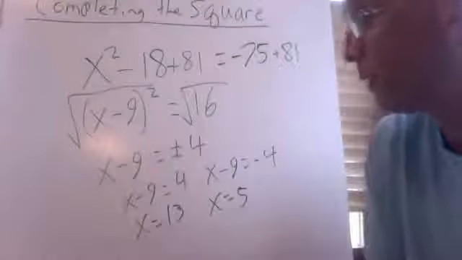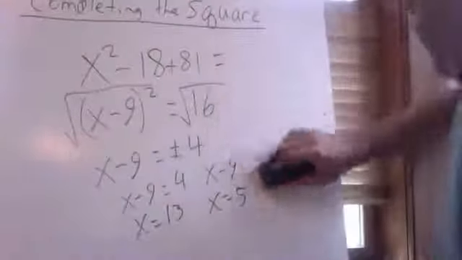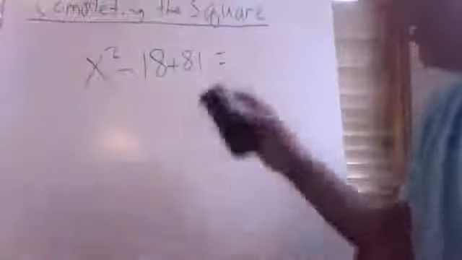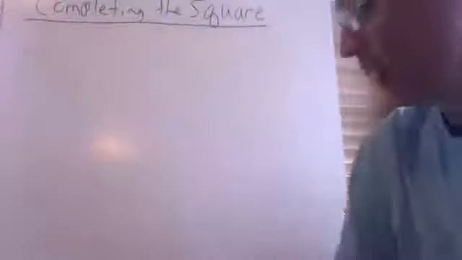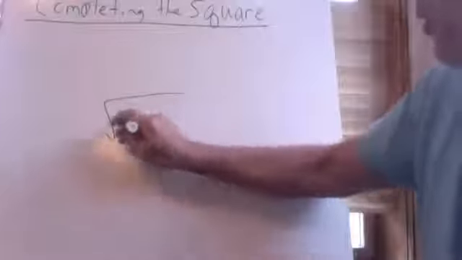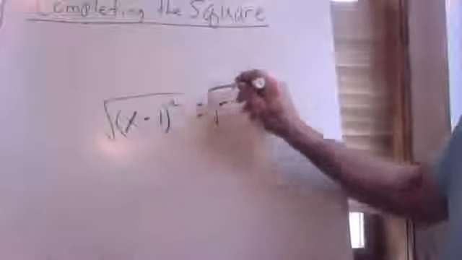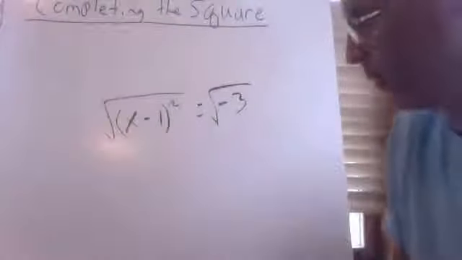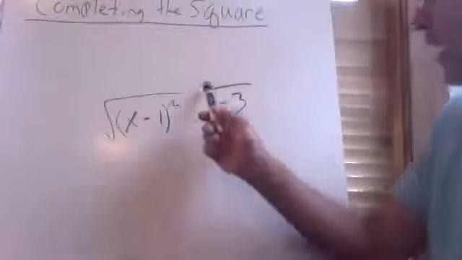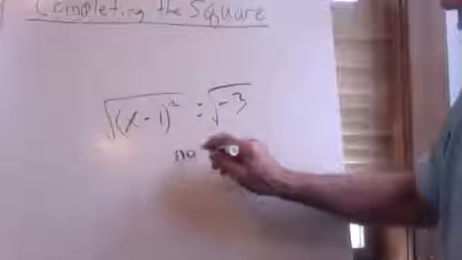One little thing to be aware of. Occasionally, you're going to get some weirdo problem, and maybe even more than occasionally. But after we do the whole thing, it's going to end up being something like, I don't know, x minus 1 squared equals negative 3. Do you see it? Okay, so do you see if I take the square root of this, that'll give me x minus 1. But the problem is you can't ever take the square root of a negative number. So at that point, you can just stop and simply say there's no solutions.